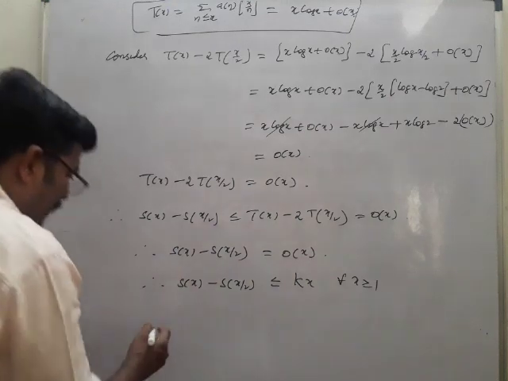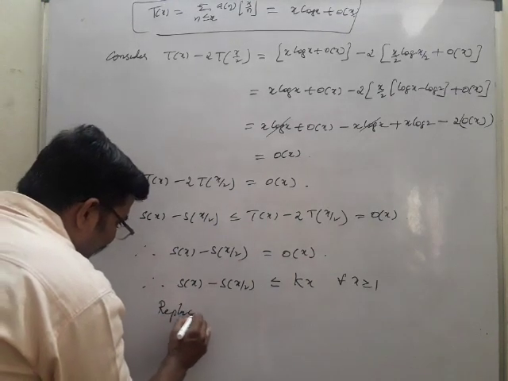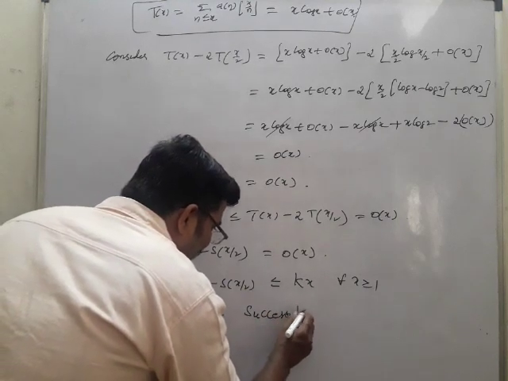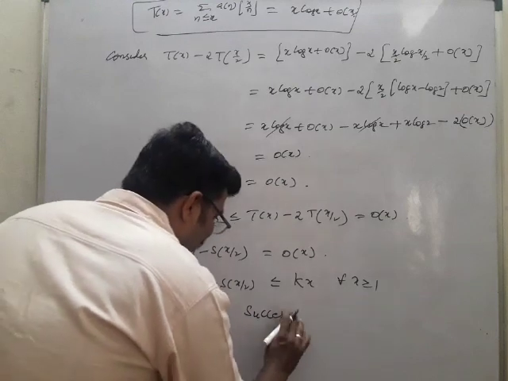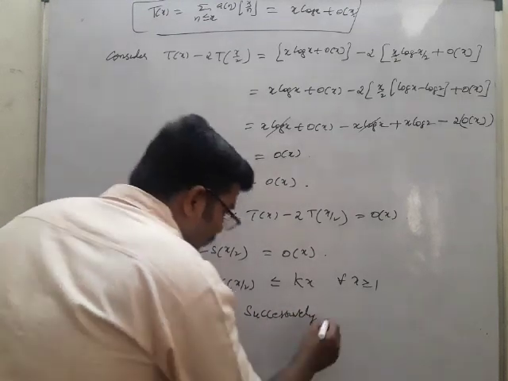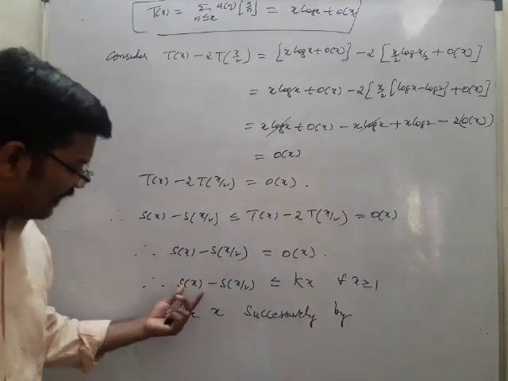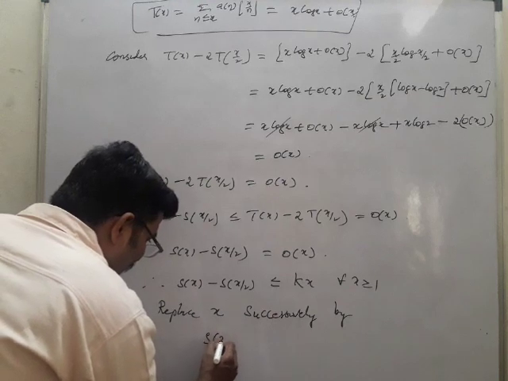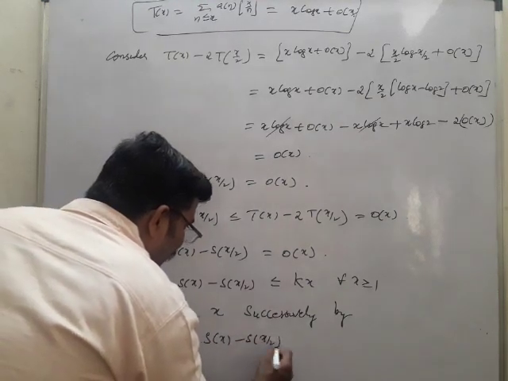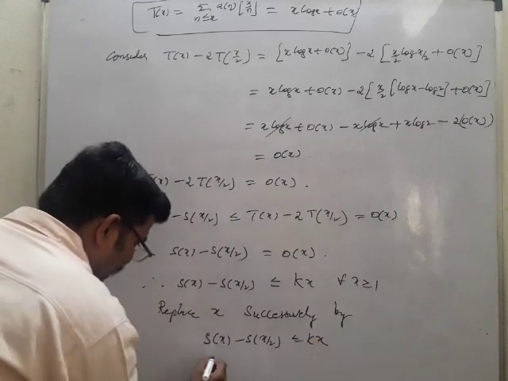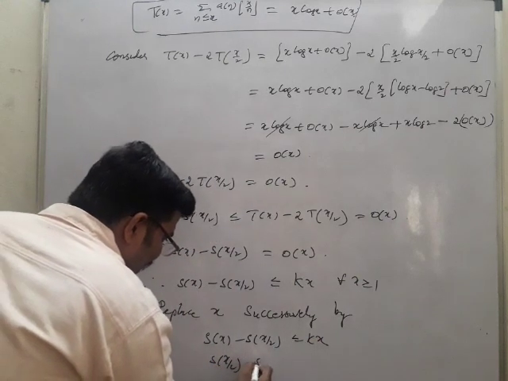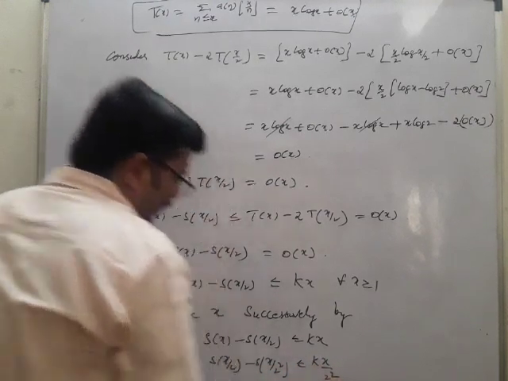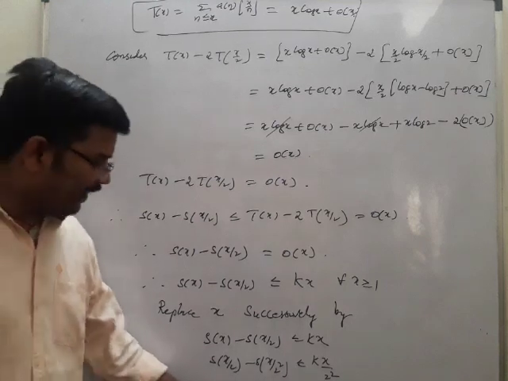Now replace the values of x, replacing x successively. I'll just replace all the values of x now. So you will get it in the form like this: s of x minus s of x by 2 is less than or equal to k of x, s of x by 2 minus s of x by 2 square is less than or equal to k of x by 2 square. I am just replacing all the values of x here.